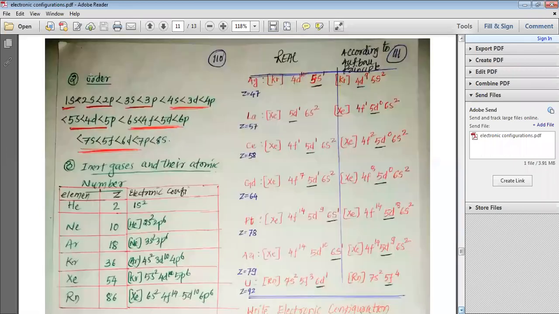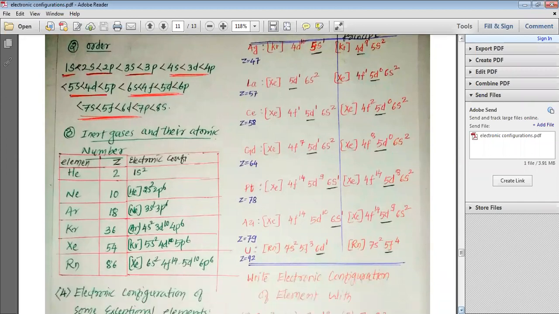Now we will study the order. This order you must learn at any cost. It is 1s, 2s, 2p, 3s, 3p, 4s, 3d, 4p, 5s, 4d, 5p, 6s, 4f, 5d, 6p, 7s, 5f, 6d, 7p, 8s.